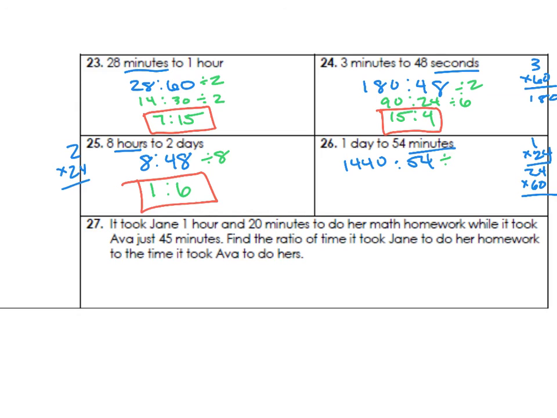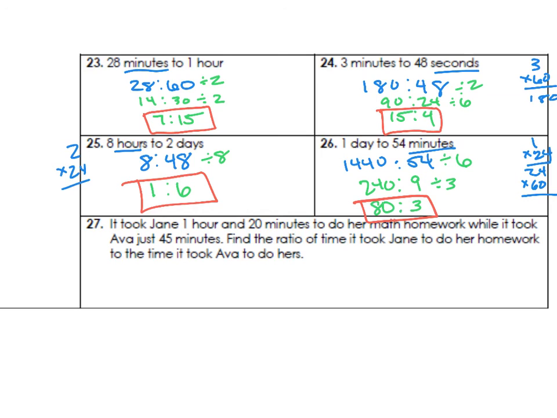I'm going to try, let's see, I'm going to try by 6. So 54 divided by 6 is 9. 1,440 divided by 6 is 240. Oh, I can do, I think, by 3 here. So 9 divided by 3 is 3. 24 divided by 3 is 8 with the 0. That gives me 80. I cannot divide that by 3 anymore. So here is my answer in simplest form.